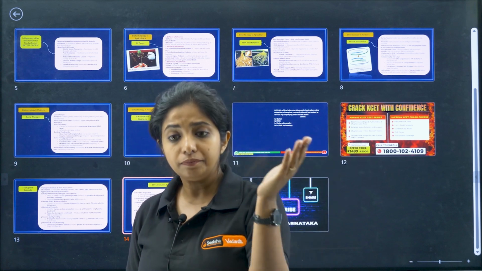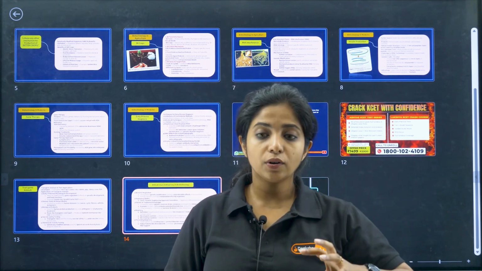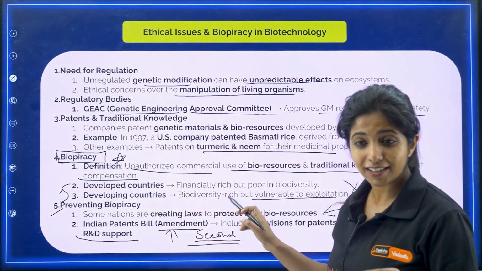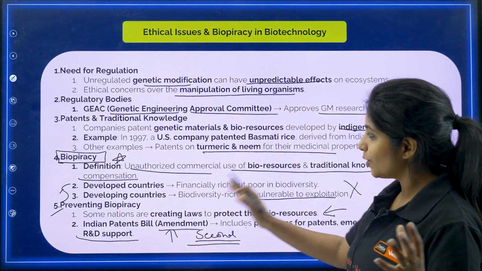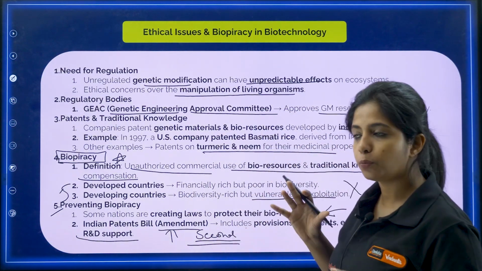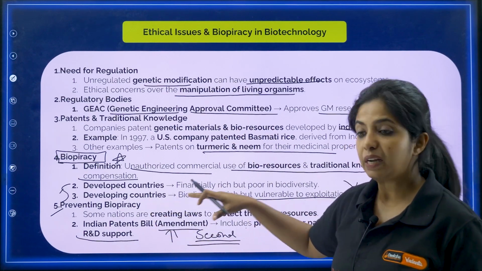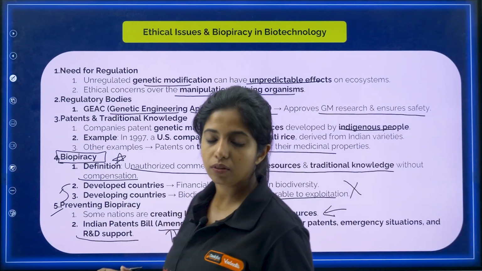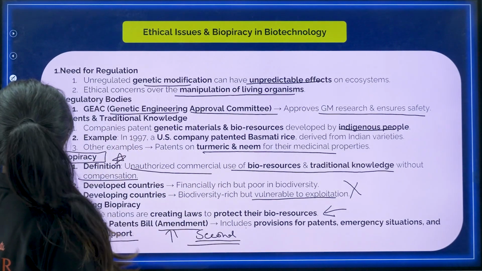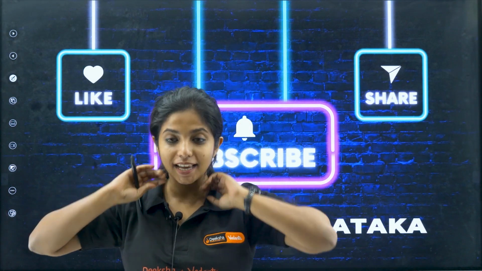Patency is there, and then biopiracy is there, which says that unauthorized commercial use of bioresources and everything without compensation is known as biopiracy. To tackle that in India, the second amendment of the Indian Patent Bill was put down, which provides provisions for dealing with all the issues that come around it. So I hope this is clear, and with this we are completing the Biotechnology and Its Applications chapter.